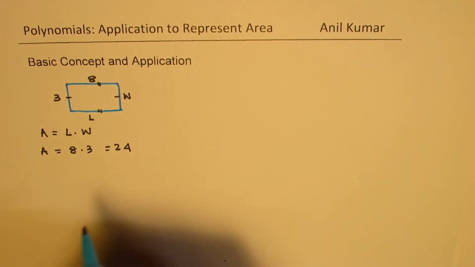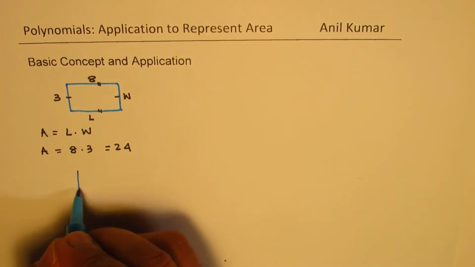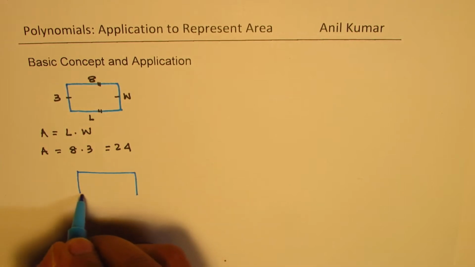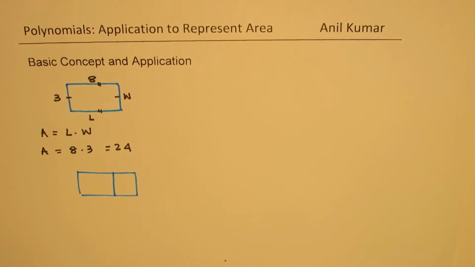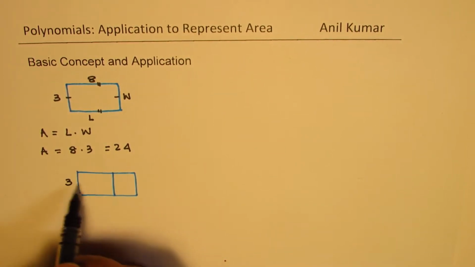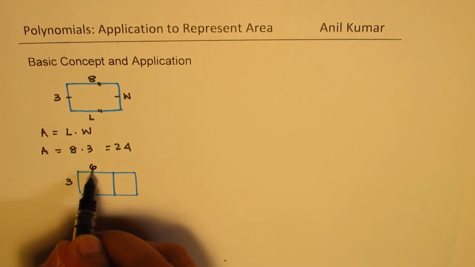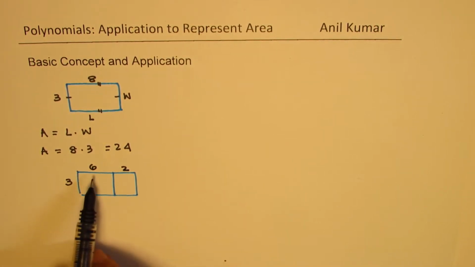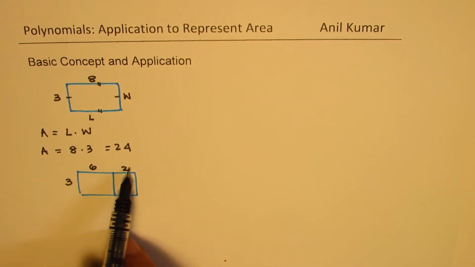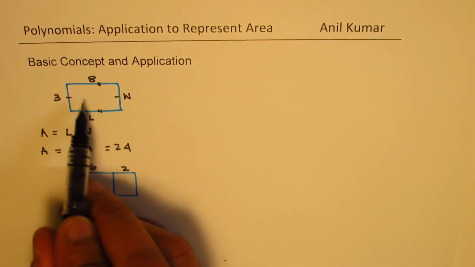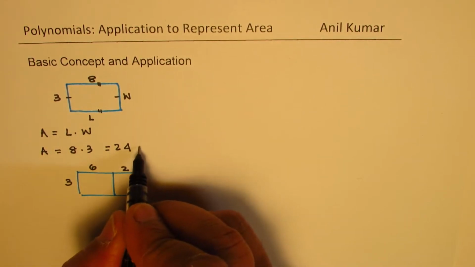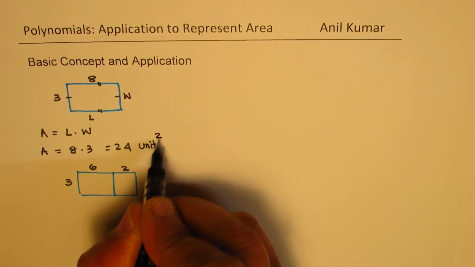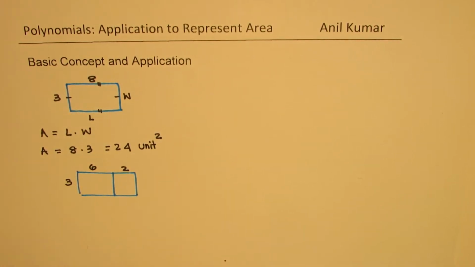Now, look at this rectangle once again. We will make a small change in this rectangle by partitioning. We still have the width of 3. However, I make this partition so that we have 6 on this side and 2 on the other side. So still we have 8. It is the same rectangle with the same area of 24 unit squares, of course.